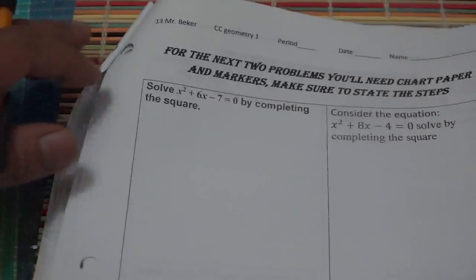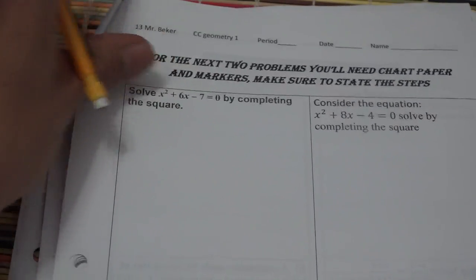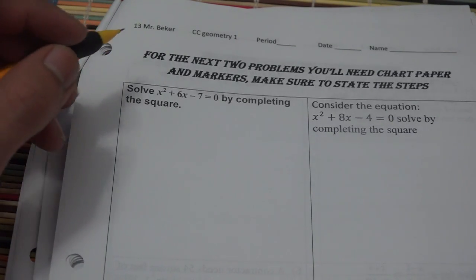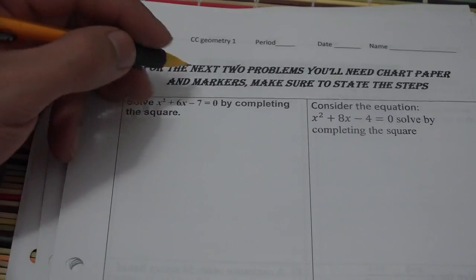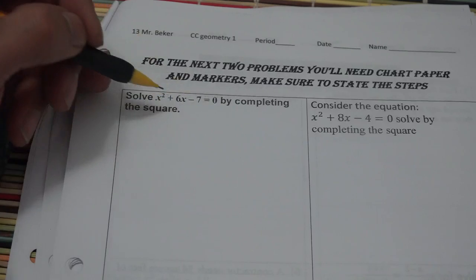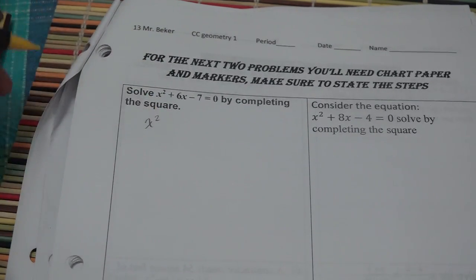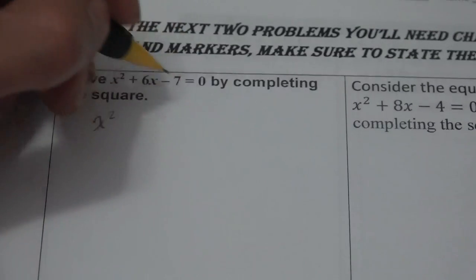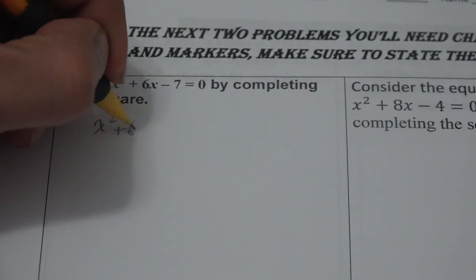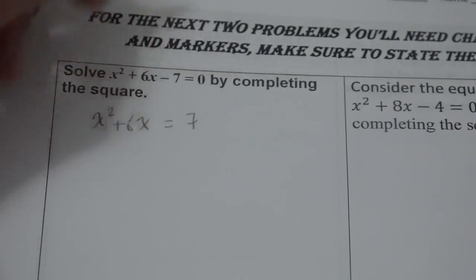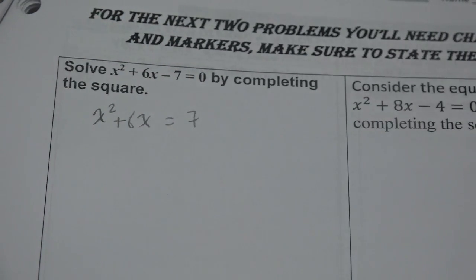All right, so let's solve some quadratic equations by completing the square. Remember, you have to memorize the steps. So, what is the first step? It says, move the loose number to the other side. So, let me see now. Okay. So I have x squared plus 6x equaling positive 7, because I added 7 to both sides.